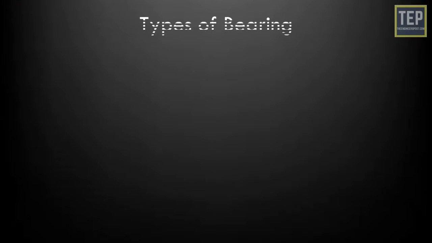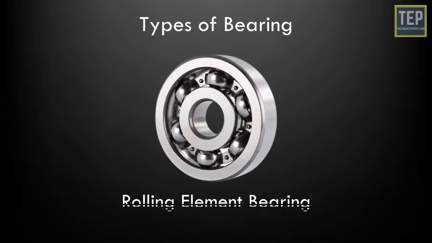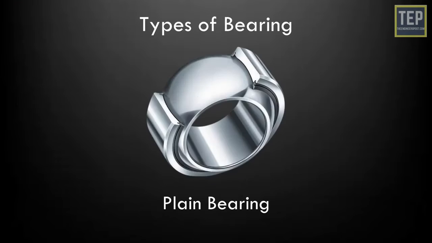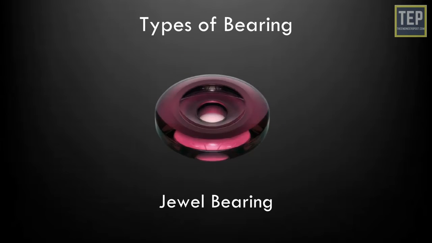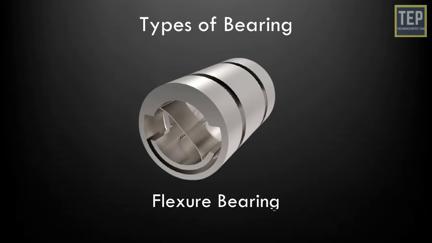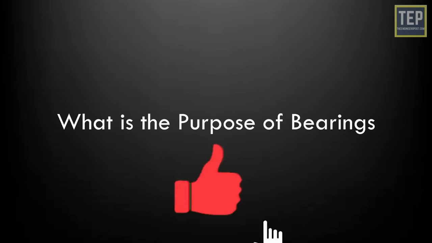For various applications, there are types such as rolling element bearing, plain bearing, fluid bearing, magnetic bearing, jewel bearing, and flexure bearing. But first, let us know what the purpose of bearings is.